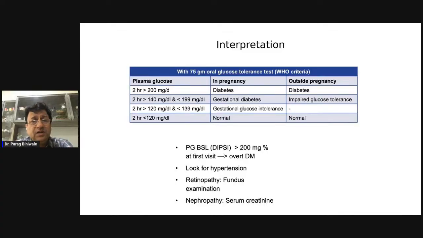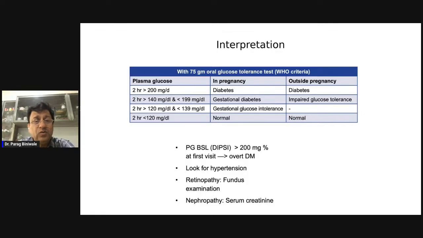How do we interpret the results? Now, what we expect is, when the plasma glucose level is less than 120, we say that it is normal. If it is between 120 and 139, we call it gestational glucose intolerance. If it is more than 140 but less than 199, it is gestational diabetes mellitus. And when we do it in the first trimester, we would call it early gestational diabetes.